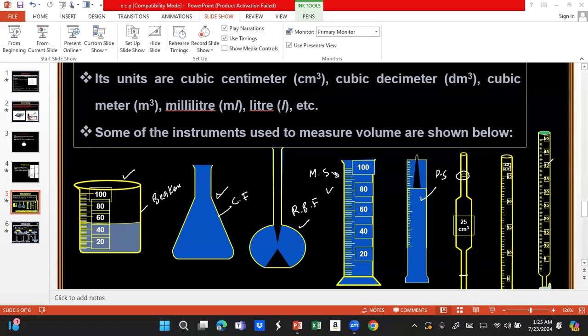Similarly, for temperature, we use different thermometers. Thermometers have different ranges. Some thermometers are mercury thermometers, some are alcohol, which contain some colors to make it visible.